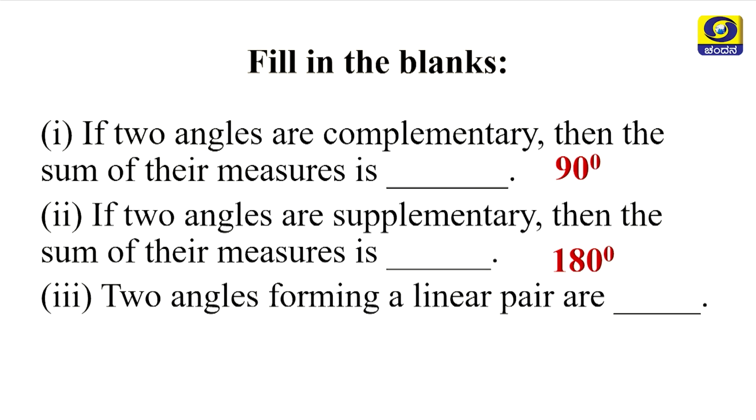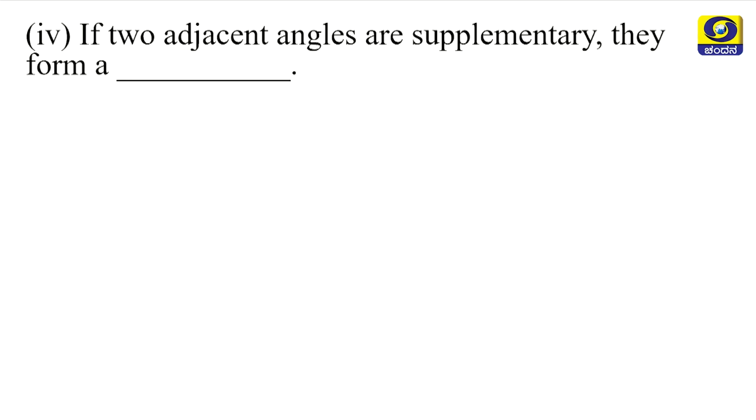Now, come to the third question. Two angles forming a linear pair are, what name can be given to the linear pair? You are exactly correct, they are supplementary angles. Now, come to the fourth question. If two adjacent angles are supplementary, they form a what? Yes, you are right, linear pair.